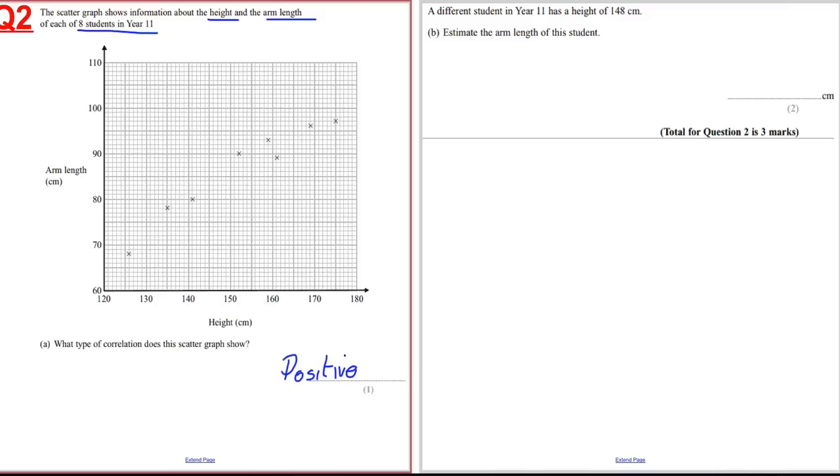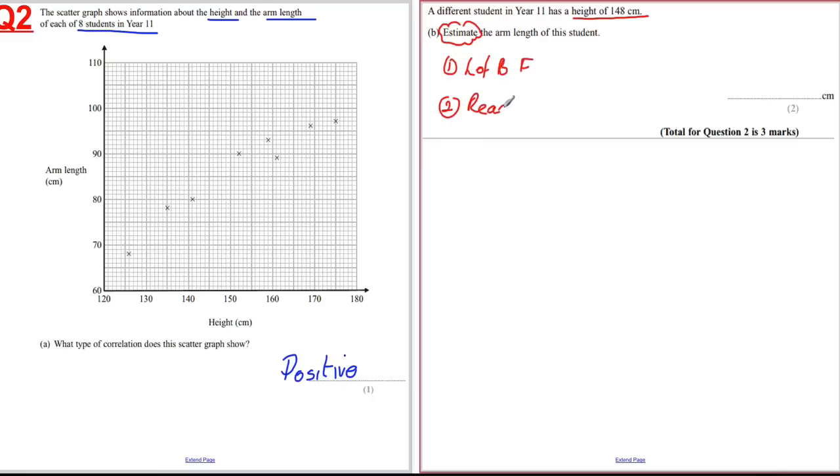And it says here, a different student in year 11 has a height of 148. Estimate the arm length. So that tells you must: 1, draw a line of best fit, and 2, read off it. You must do that or you don't get the marks. So a line of best fit, let's draw that in, something like this.